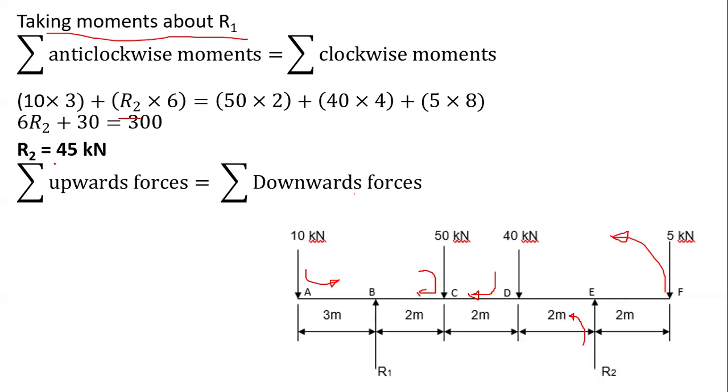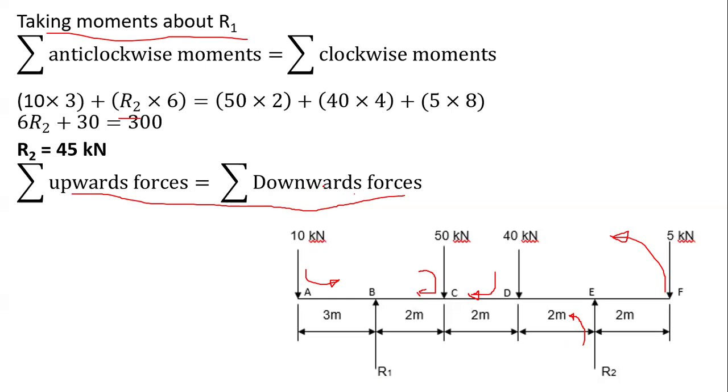If I want to find R1, I have two options. I can decide to take moments about R2, or we go by this. Summation of upwards forces is equal to summation of downwards forces. Because I already have one of these forces, I'm only missing one of them. Either method I decide to use, the answers will still be the same. So here I've decided to pick summation of upwards forces is equal to the sum of downwards forces.